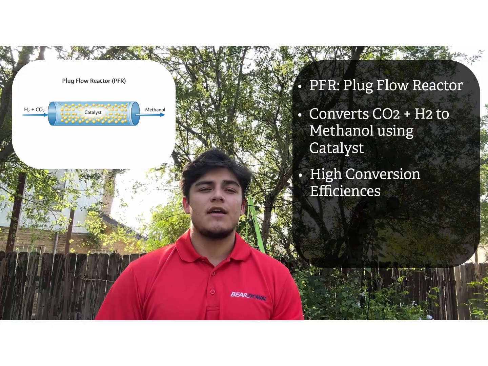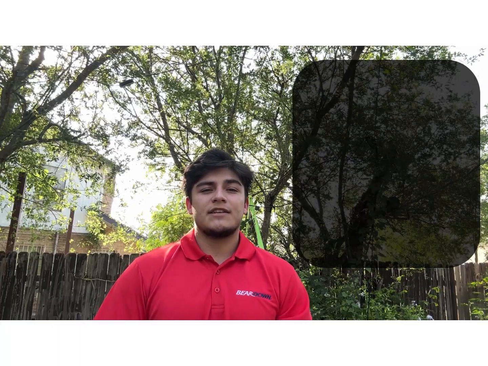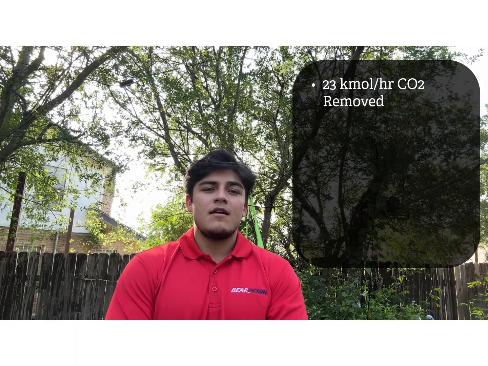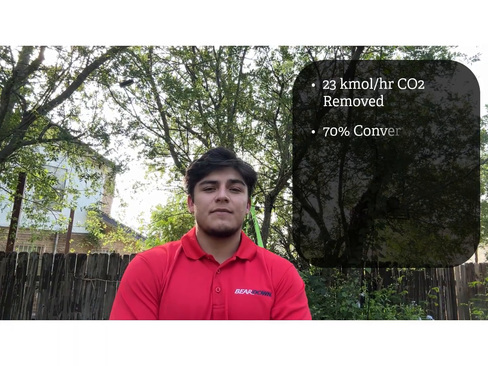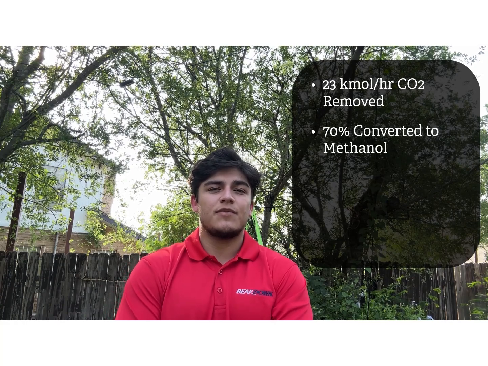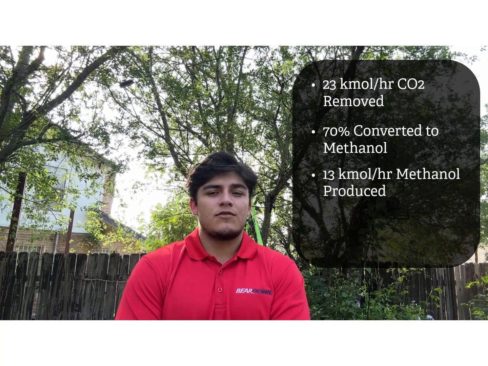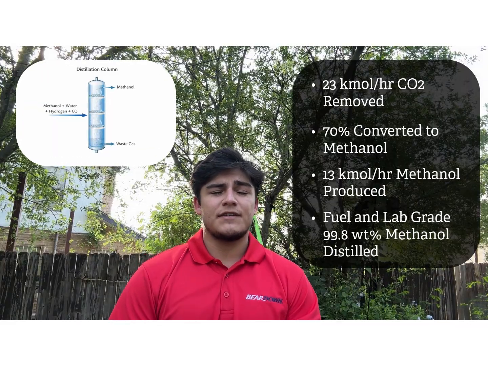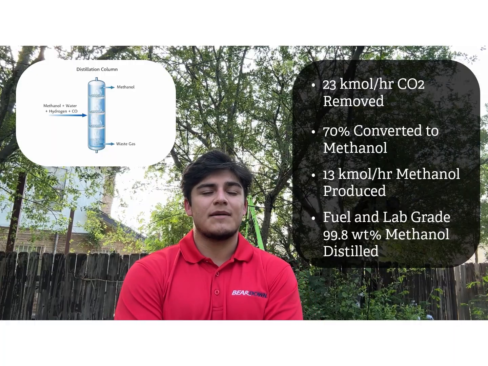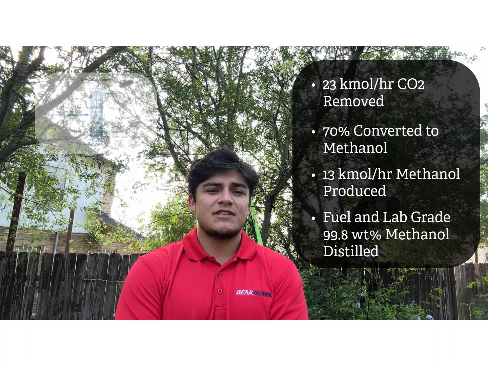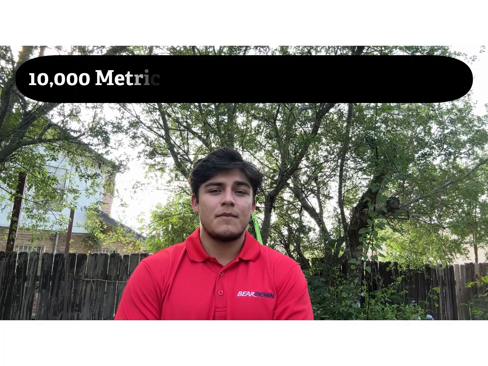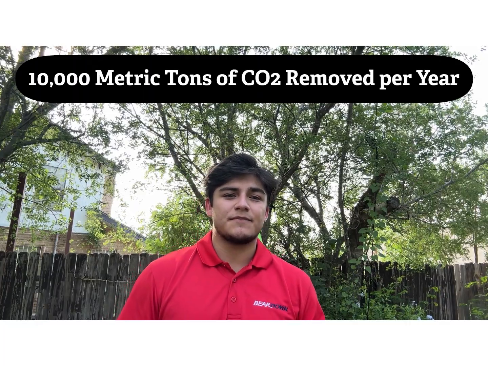pressure conditions. Looking at our results, we captured a significant fraction of the CO2 in the inlet stream, removing approximately 23 kmols per hour from the modeled slipstream. Of this, about 70% is converted to methanol in the PFR, producing roughly 13.4 kmols per hour. The crude methanol is then sent to a distillation column for purification, exiting at 11.56 kmols per hour at greater than 99% purity. These results demonstrate that even a 1% slipstream scale operation can reduce greenhouse gas emissions by an impressive 10,000 tons per year.